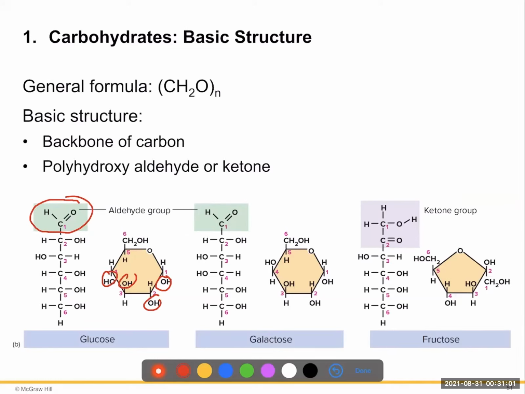Okay, those are all OH groups. Those are all alcohol groups. That's what makes sugars taste so good. That's what gives its sweet taste. You can see all the OH groups on it. And it usually exists, if you write out these chains, these are called Fischer projections.